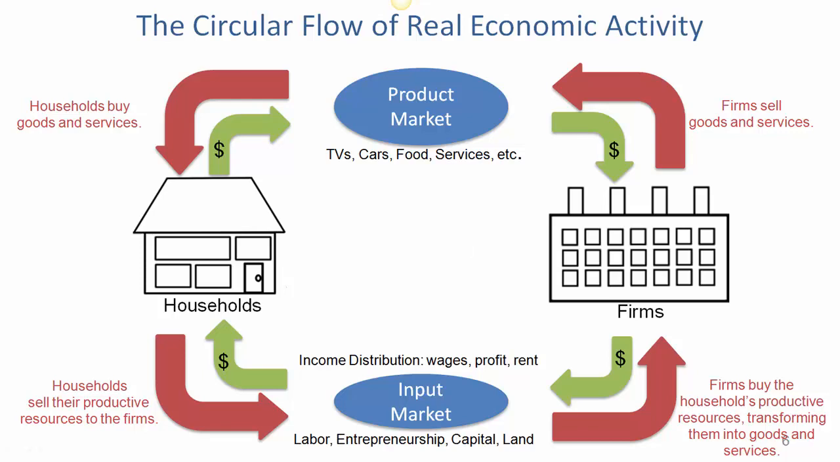Now, in completing this representation of the circular flow of real economic activity, we can see the household in its role as supplier of productive resources and in its role as demander of goods and services. So again, when we consider the two sides of this household coin, we look at it in terms of the income approach, the income distribution, on the bottom portion, and on the other side, in terms of the expenditure approach, or the goods and services purchased from the firms.